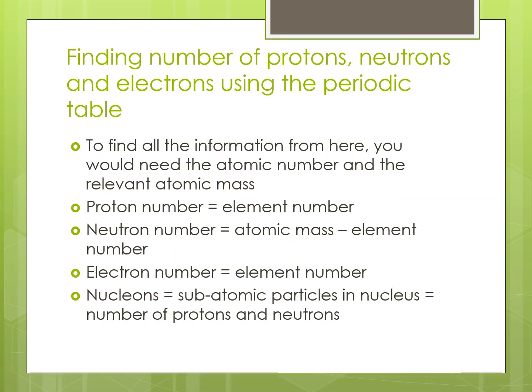To get all the bits of information that we need: the proton number is actually the element number. The number of neutrons is the atomic mass minus the element number, or the number of protons, because remember, most of the mass is made up of protons and neutrons. Electrons will usually be the same as protons. However, that may not always be true, but for the sake of argument, let's just say they are. Nucleons is everything inside the nucleus, so that is the number of protons and neutrons.